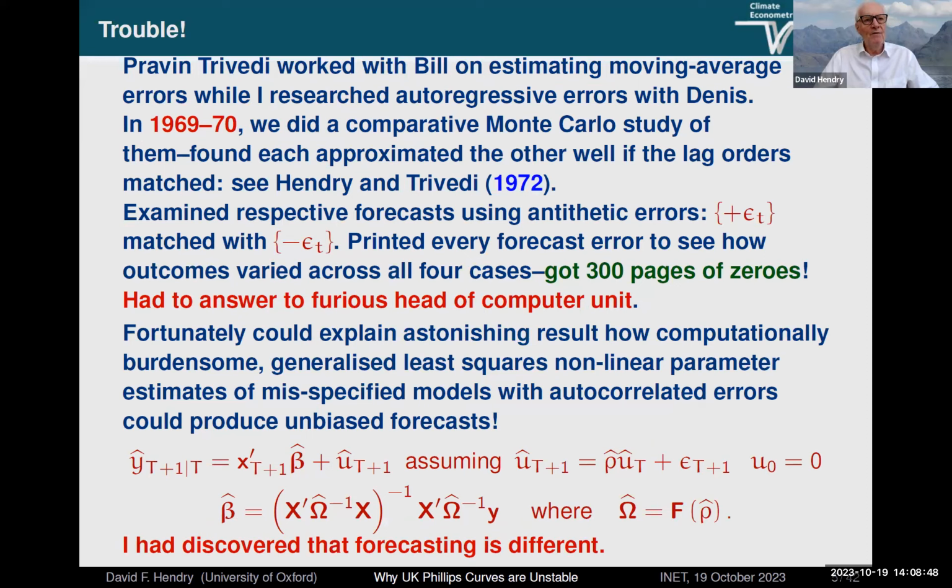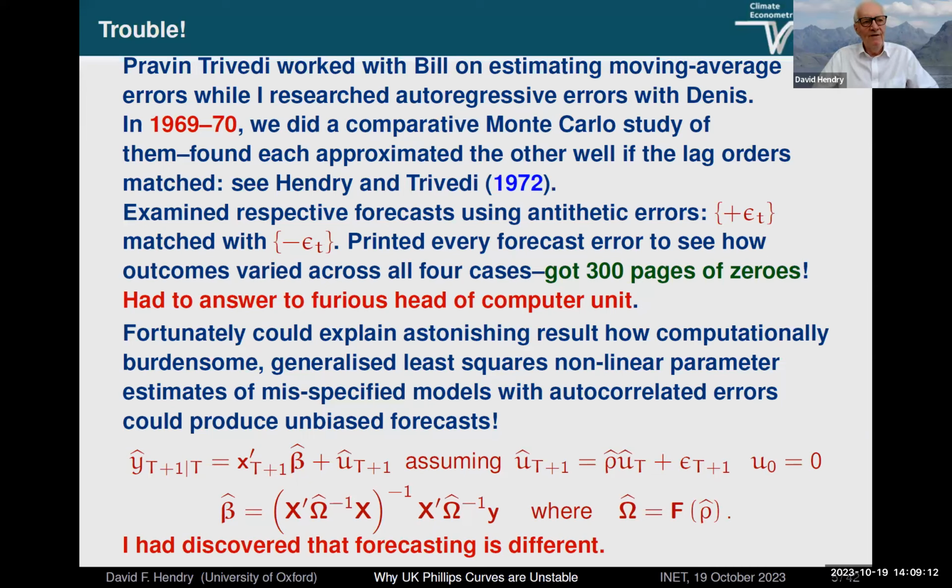Pravin Trivedi worked with Bill on estimating moving average errors, while I researched autoregressive errors with Denis. And in 1969-70, Pravin and I did a comparative Monte Carlo study of them, and we compared how well each approximated the others, that is, moving average by autoregression, autoregression by moving average, and each by their own, and found it was pretty good if the lag orders matched.